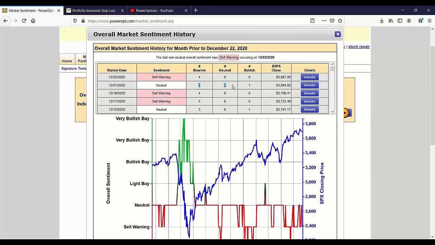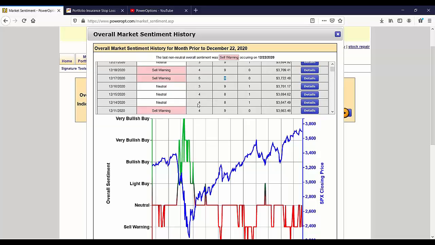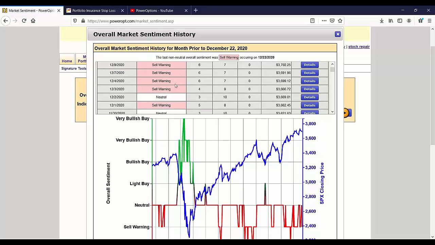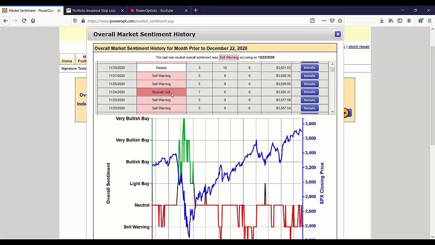Yesterday, we were at 3, 9, and 1. So we had 3 bearish indicators, 9 were listed in the neutral field, and 1 was bullish. We had 2 sell warnings recently on 12.17 and 12.18, as high as 5 on the bearish and 8 on the neutral and no bullish. We've had some other neutrals in here as well, and then a collection of sell warnings that were popping up around 12.3, 12.5, and 1 bearish sell that popped up on 11.24.